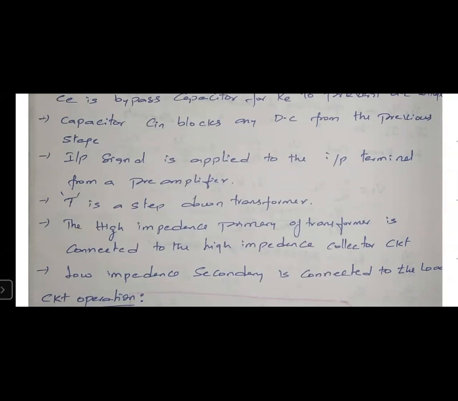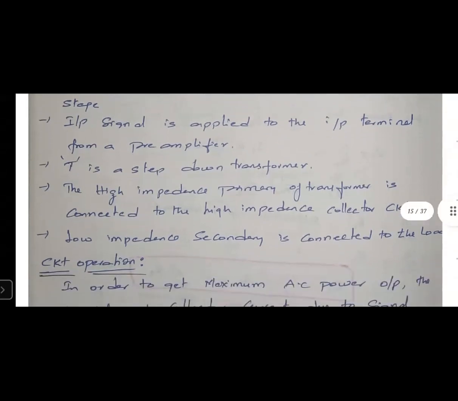The amplified signal is connected to the transformer T, which is used as a step down transformer. Here, the high impedance primary of the transformer is connected to the high impedance collector circuit, and the low impedance secondary is connected to the load.